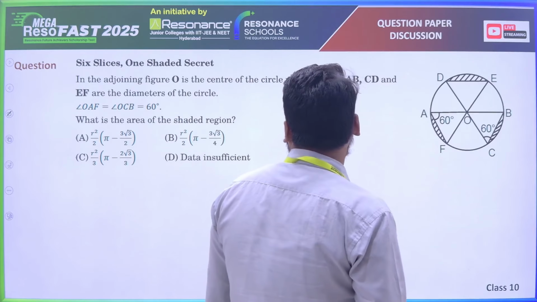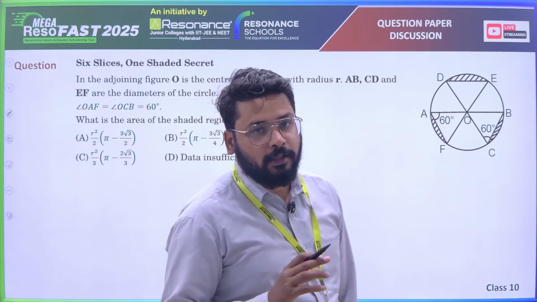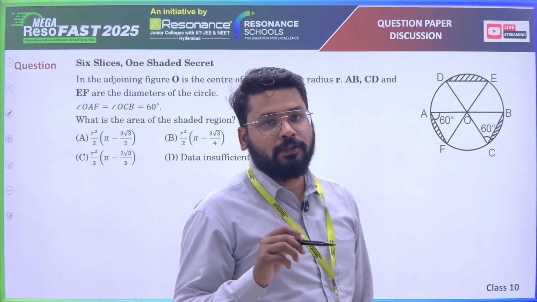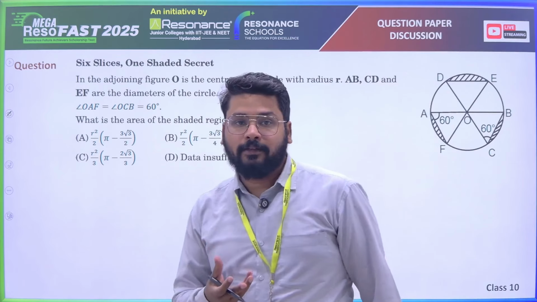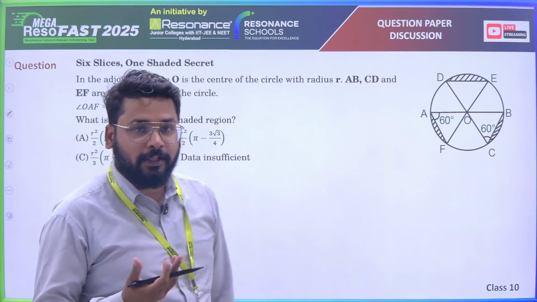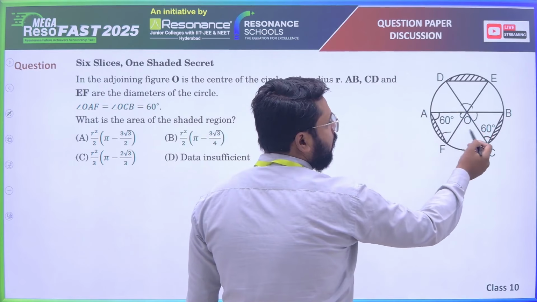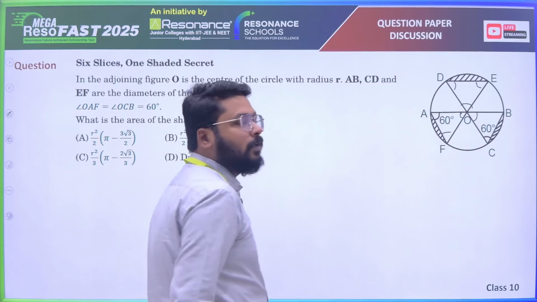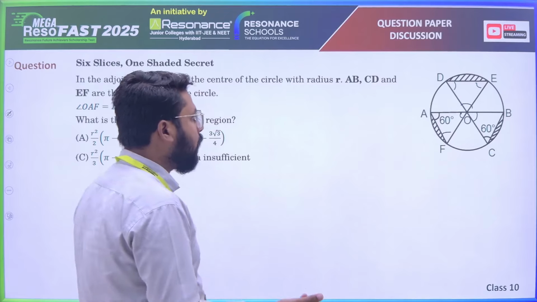In the adjoining figure, O is the center of the circle. Again, this is a very good example of area of a rotated circle. If you see all the 3 shaded portions here, these are segments, and the radius is the same, and the angle theta is also the same, because 60, 60, 60, every angle will be 60 only. So we'll find the area of one segment and multiply it by 3. That's it.